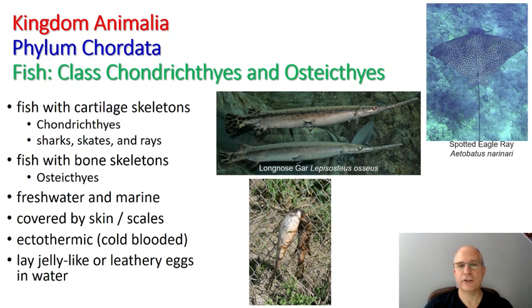And they're going to lay either jelly-like eggs in the water, or if you look at some of the Chondrichthyes, some of the cartilaginous fish like sharks and rays, they'll actually have a kind of leathery pouch around their eggs, helping to protect them.